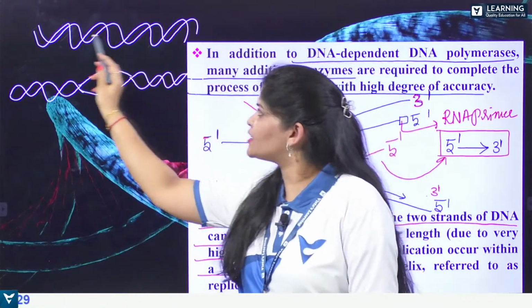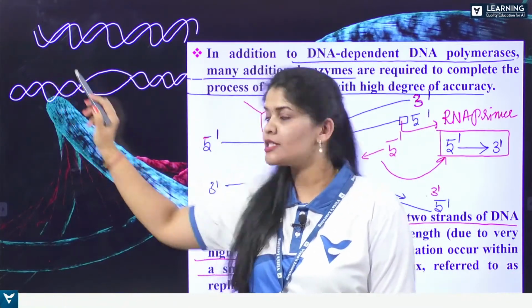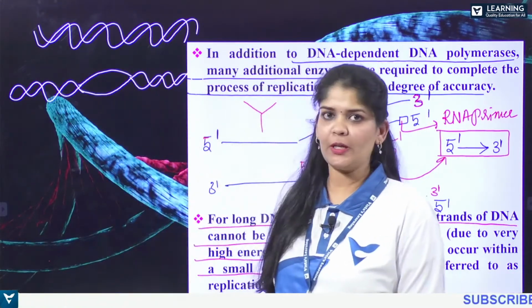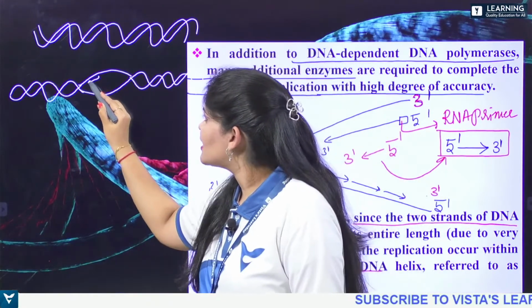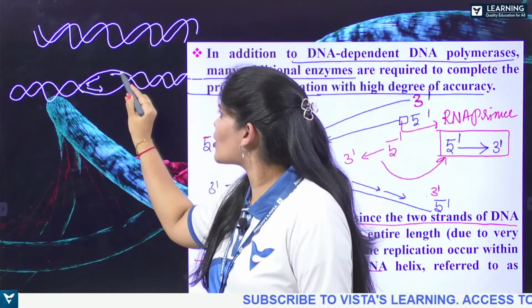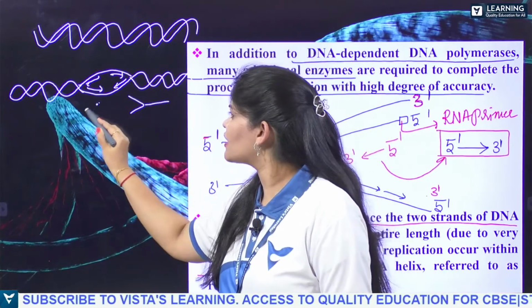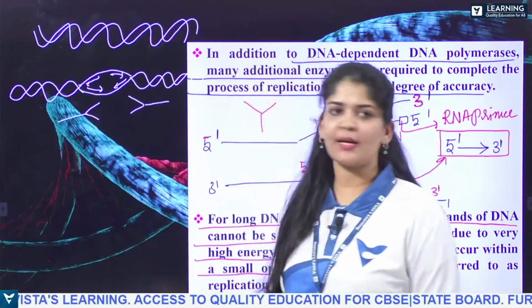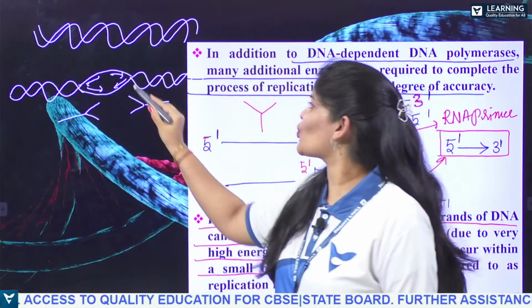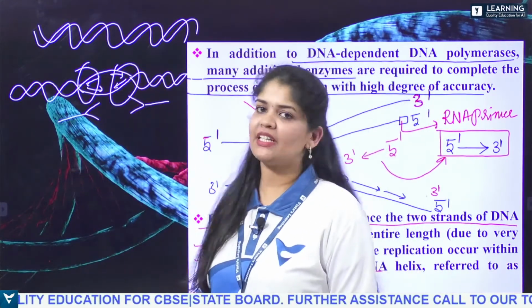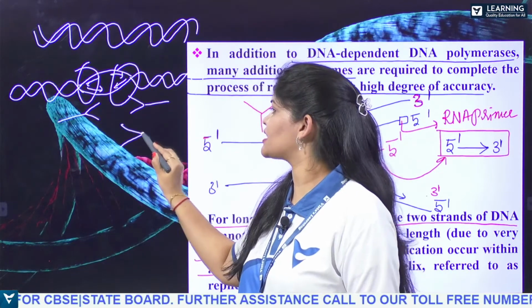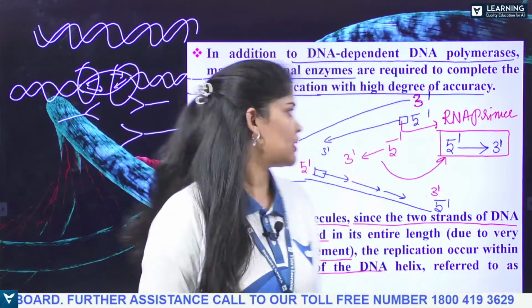See, along the length of the DNA, it is not going to be open. It is going to show a very small opening where the new strand starts forming. So here you can see a Y-shaped structure, and that is what we call a replication fork. Replication fork.